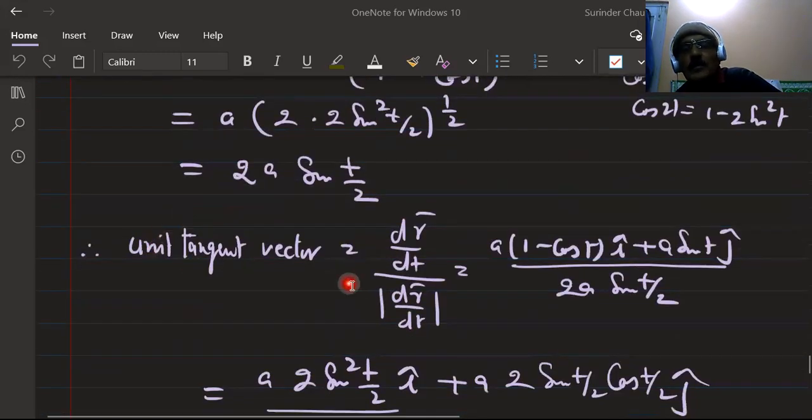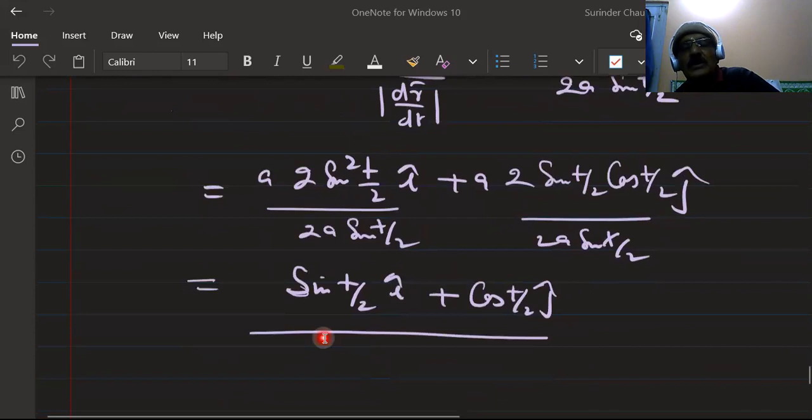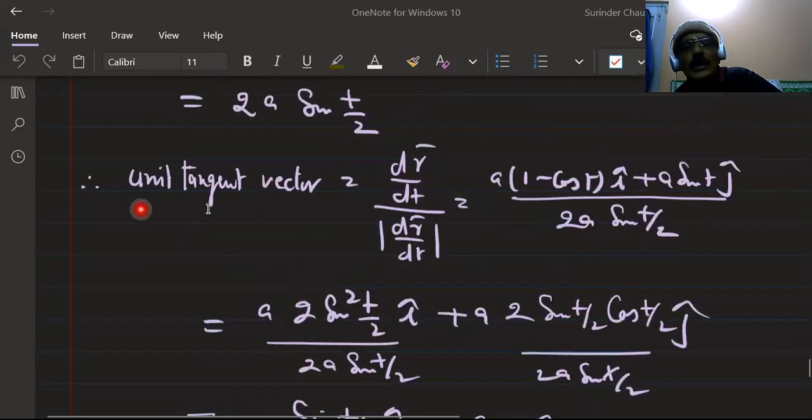Now the unit tangent vector will be the tangent vector divided by its magnitude. This is the unit tangent vector, so we can find the unit tangent vector at any point.